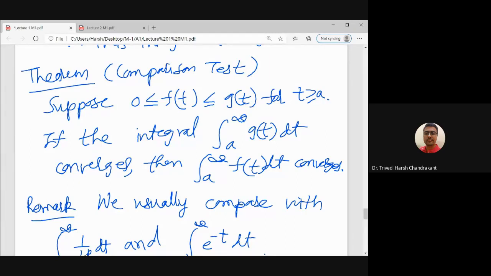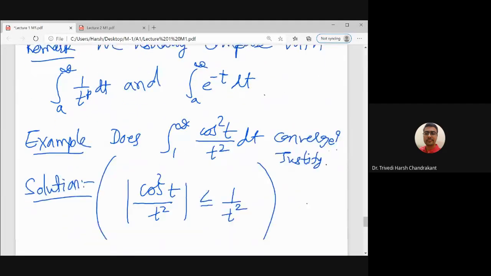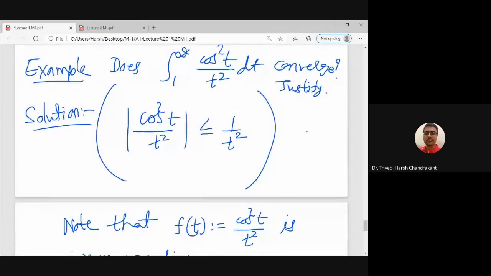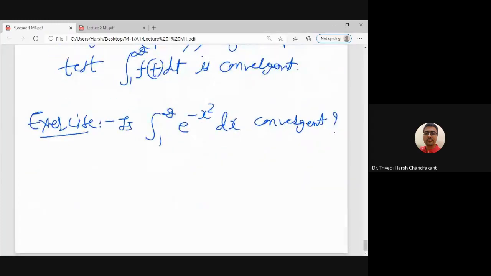So this is the comparison test: whenever we have a given function f(t), we can find a function g(t) which dominates f, and if the integral of g converges, then the integral of f converges. And we discussed one example already. So this example I have given.